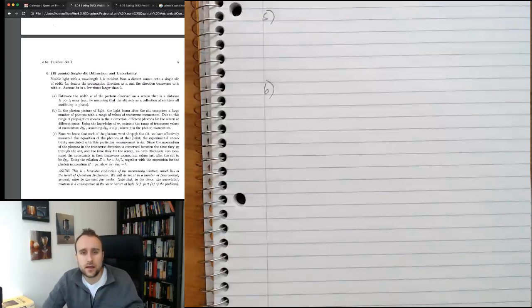Visible light with a wavelength lambda is incident from a distant source onto a single slit of width delta x. Denote the propagation direction as z. The transverse direction is x. Assume the slit is a few times larger than the wavelength.